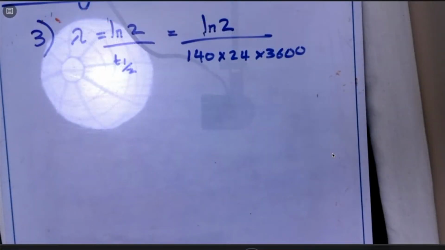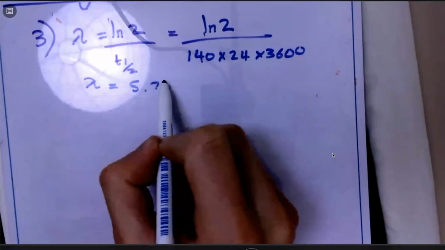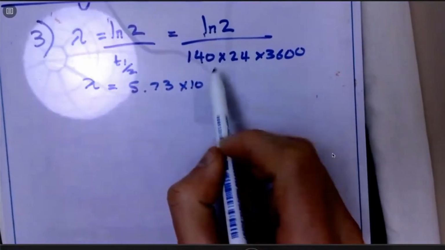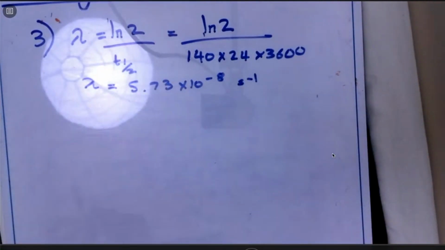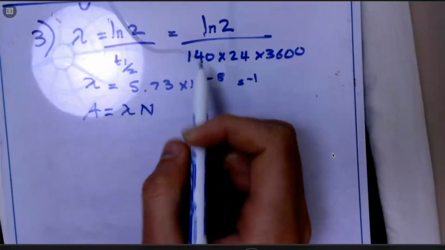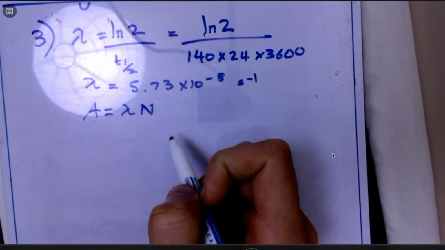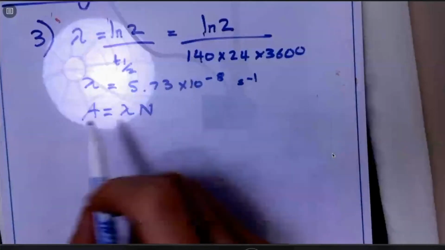So I've put all that information into this expression we went over earlier. I've converted the 140 days into seconds by multiplying by 24 and by 3,600. So your decay constant should be 5.73 times 10 to the negative 8 per second. And we're going to use activity equals decay constant times number of nuclei, with 8 times 10 to the 10 nuclei of the isotope.